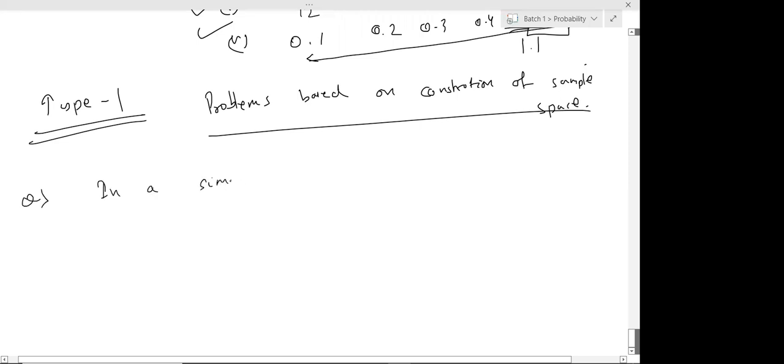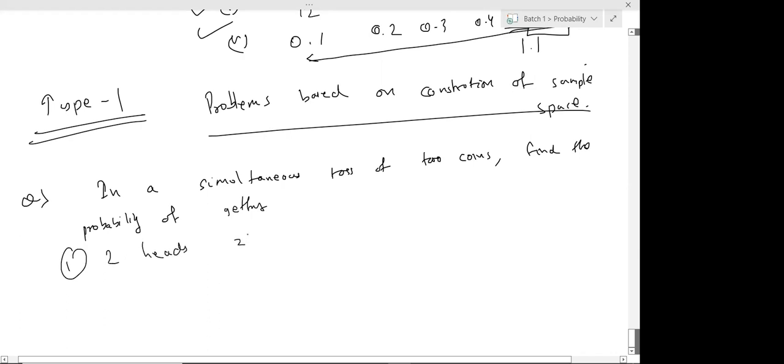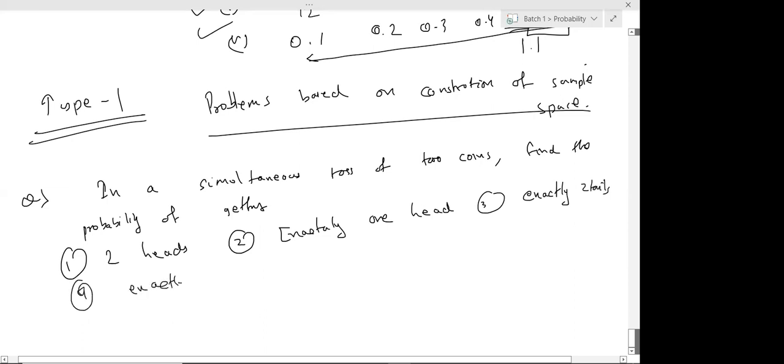In a simultaneous toss of two coins, find the probability of getting two heads, exactly one head, exactly two tails, exactly one tail, no tail.